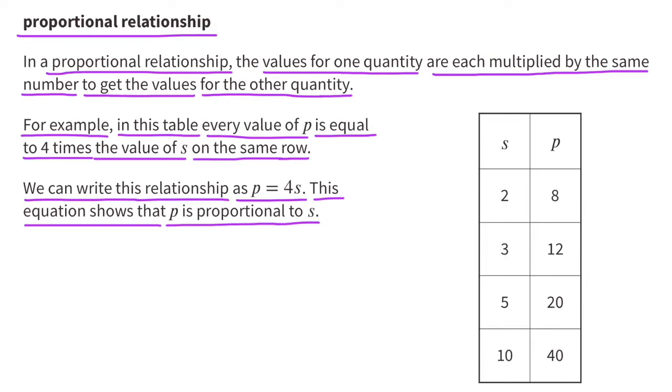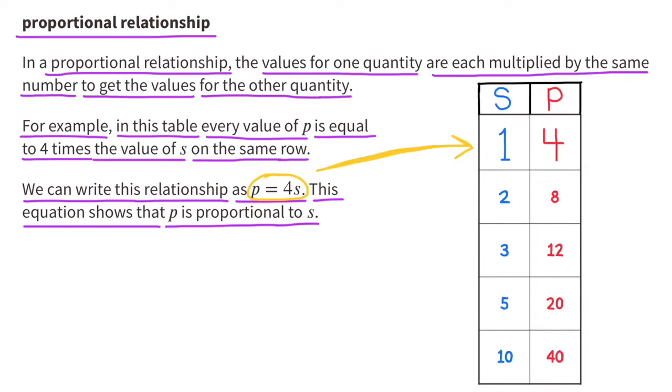The second important term that you should know is proportional relationship. In a proportional relationship, the values for one quantity are each multiplied by the same number to get the values for the other quantity. For example, in this table, every value of P is equal to 4 times the value of S on the same row. We can write this relationship as P equals 4S, or P equals 4 times S. This equation shows that P is proportional to S.